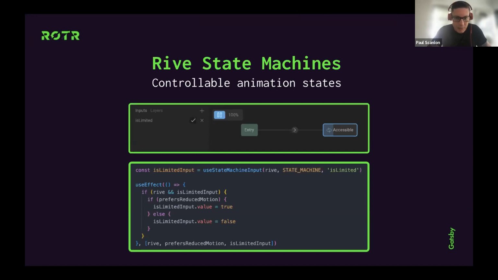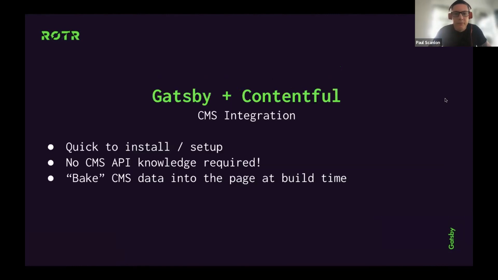And there's an example, just a little code snippet of how I access the state machines. Use state machine input is a hook provided by Rive. And then I just wrap that up in a normal React use effect that will fire depending on the value of the prefers reduced motion hook. And as I mentioned, there's an event listener here that will trigger this re-render every time that value changes. And then I can just set the is limited values to either true or false, which in turn controls the animation state of the robot.